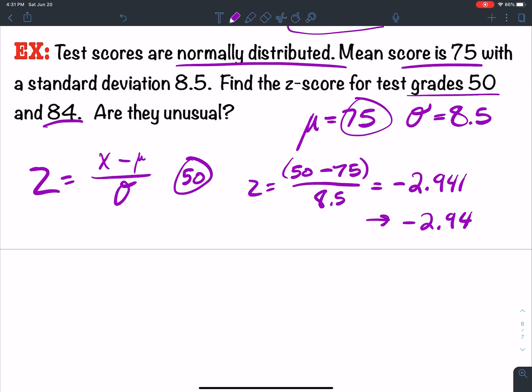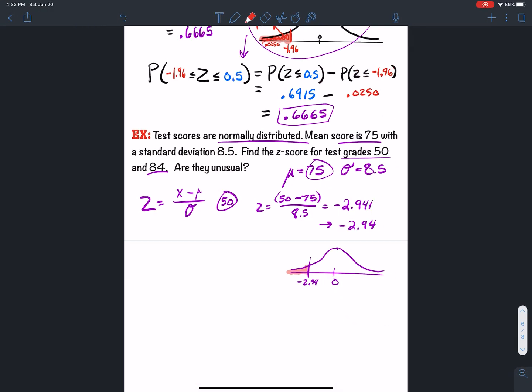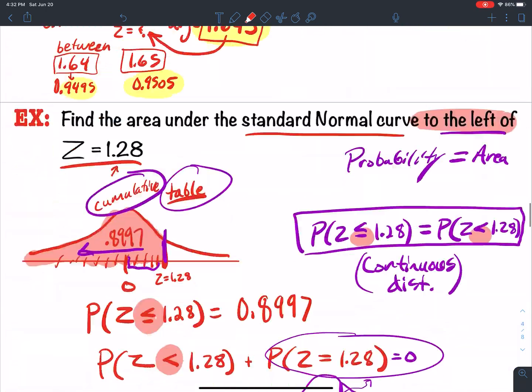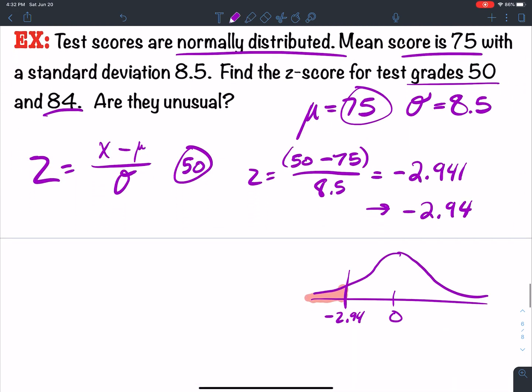And if I do a normally distributed graph, I see here negative is on the left side of 0, negative 2.94. Now, what percentile is this going to be? I go look up negative 2.94 in my z-chart. Negative 2.9 and then 4. That looks like 0.0016. Really small there. So 0.0016, so that's 0.16%. That's really small. I would definitely say that that is unusual.